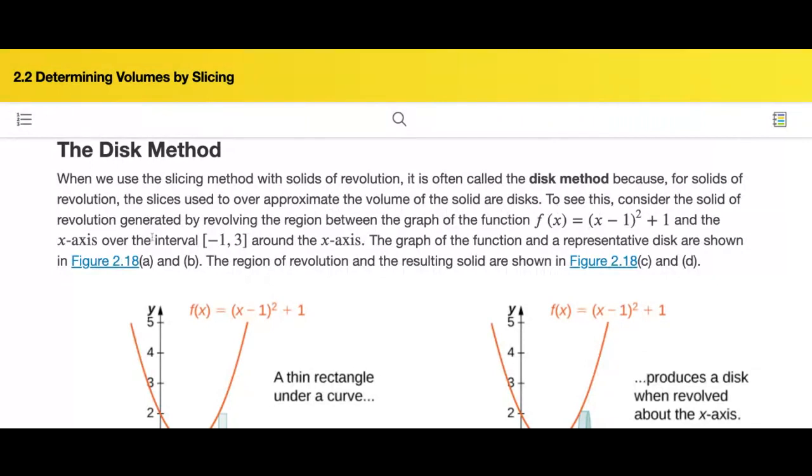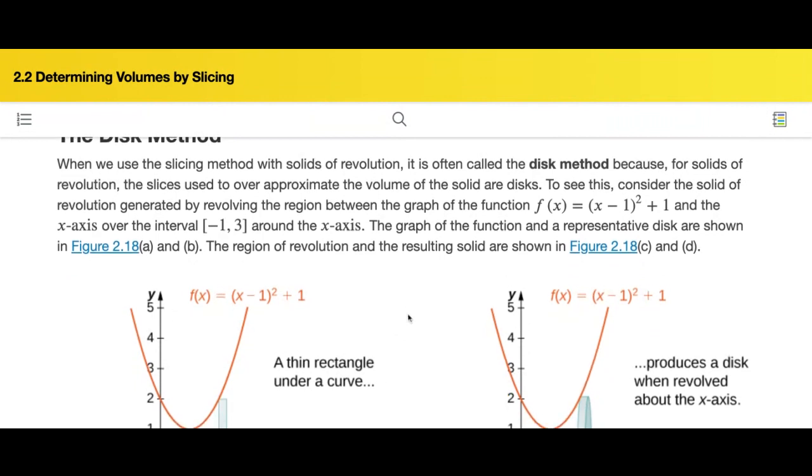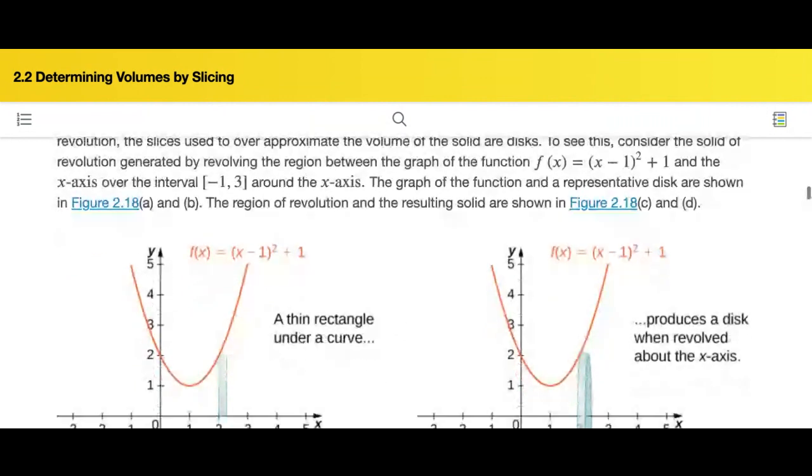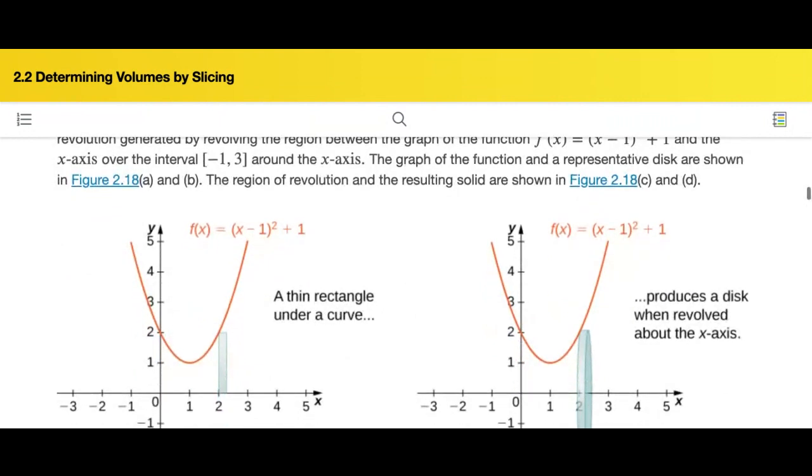To see this, consider the solid of revolution generated by revolving the region between the graph of this function f of x, a quadratic function again, right? If you remember, this is called vertex form. So the vertex of this function is at negative 1, 1, over the interval negative 1 to 3 around the x-axis. The graph of the function and the representative disk are shown below, the region of revolution and the resulting solid.